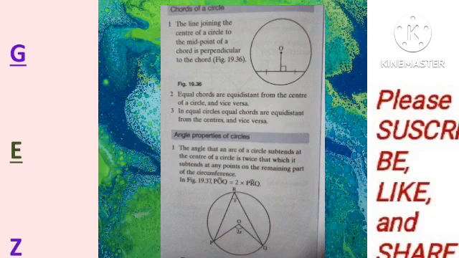Now next, we also have the angle properties of a circle. The angle that an arc of a circle subtends at the center of a circle is twice that which it subtends at any point on the remaining part of the circumference. So in this case, angle POQ is twice angle PRQ. If angle PRQ is x, then angle POQ will be twice of that, which is 2x.